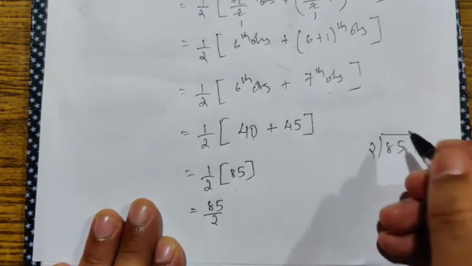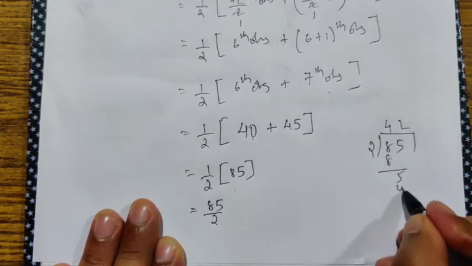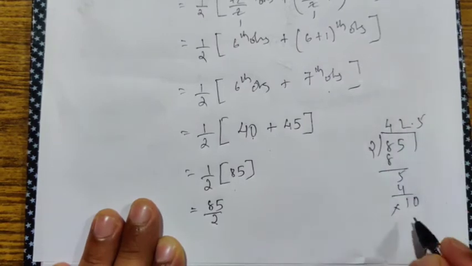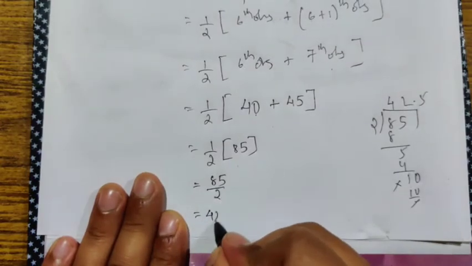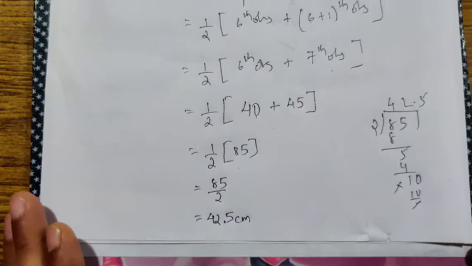So let's do it. 2 into 4 times is 8. 2 into 2 times is 4. 1, put a decimal. 2 into 5 times is 10. So our value is 42.5. So centimeter, since the question was given in centimeter.